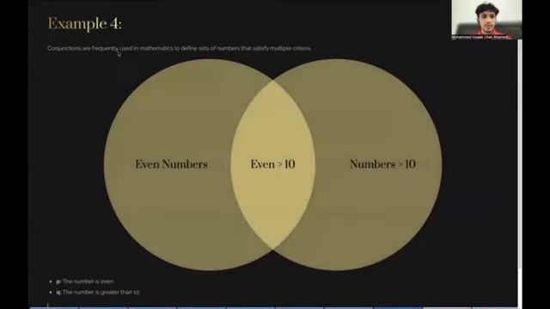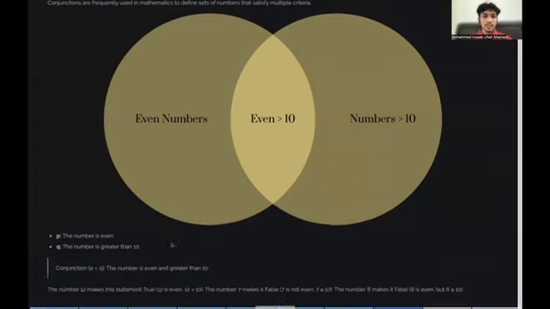For example 4, conjunctions are frequently used in mathematics to define sets of numbers that satisfy multiple criteria. So P: the number is even. Q: the number is greater than 10. The conjunction P and Q: the number is even and greater than 10. Then the number 12 makes this statement true.